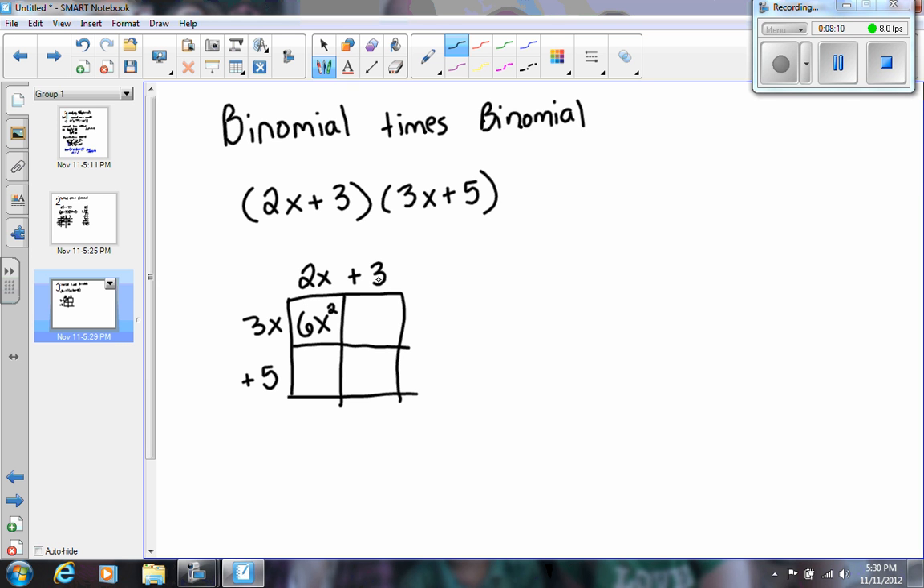In this box, I'm going to multiply 3 times 3x, so I get 9x. In the next spot, 2x times 5 is 10x. And in the last, 3 times 5 is 15. So then I'm going to add these parts together just like I did in the numerical example, and I get 6x squared plus 9x plus 10x was 19x, because I'm going to add like terms, plus 15. And that's my answer.